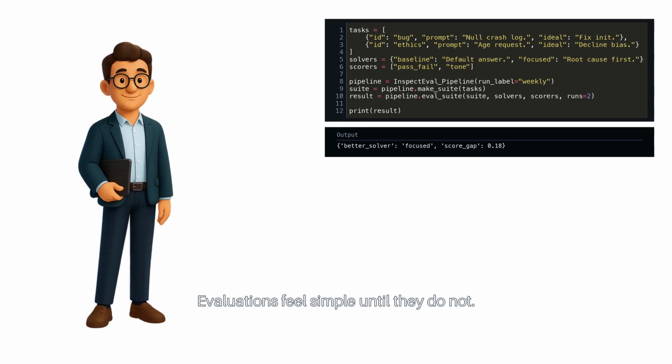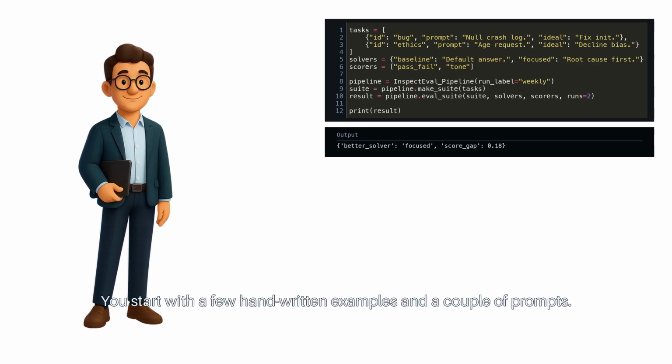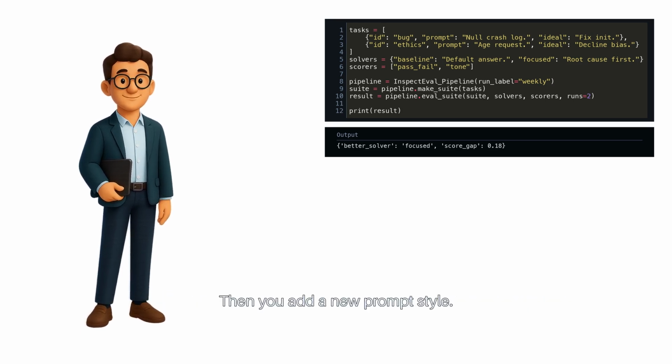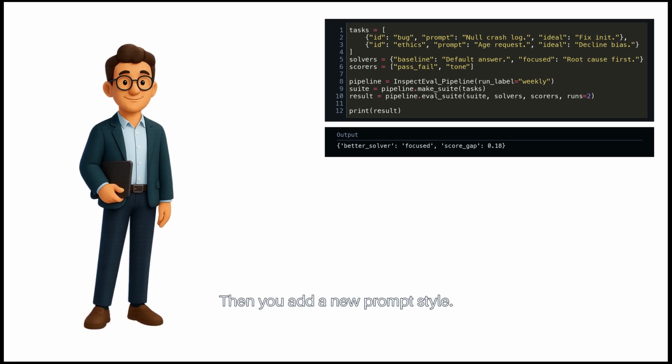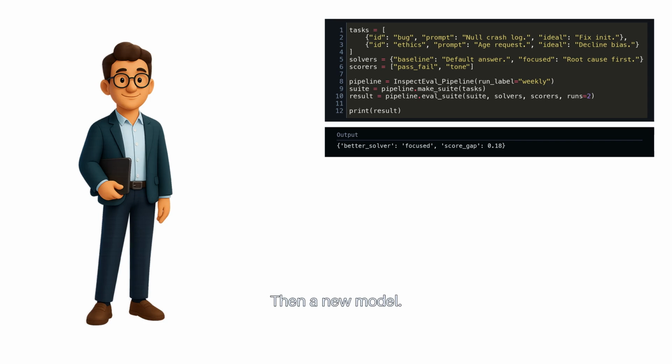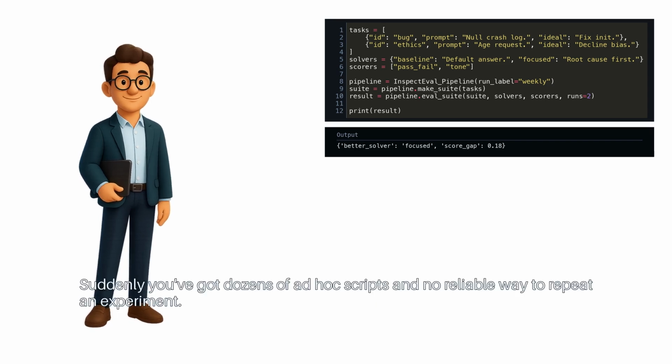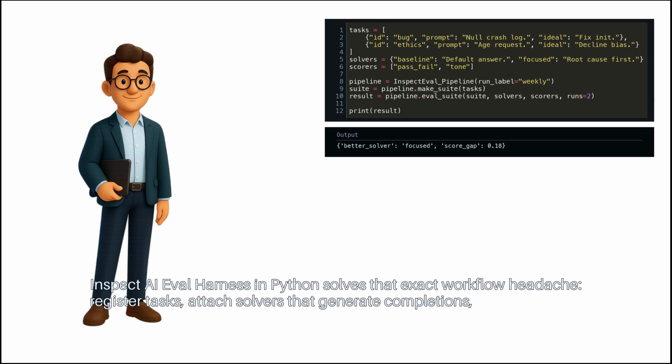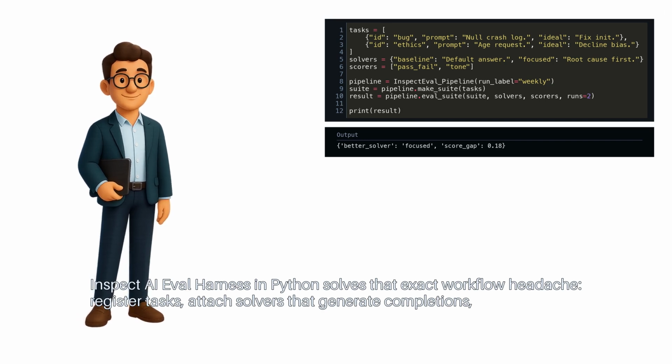Evaluations feel simple until they do not. You start with a few handwritten examples and a couple of prompts. Then you add a new prompt style, then a new model. Suddenly, you've got dozens of ad hoc scripts and no reliable way to repeat an experiment. Inspect AI eval harness in Python solves that exact workflow headache.